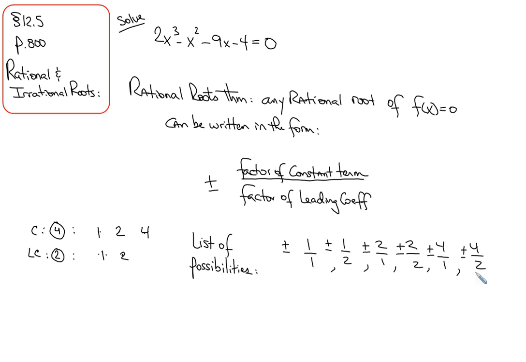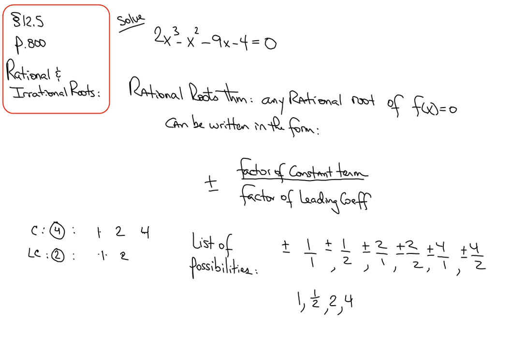Now, obviously, some of those can be simplified, right? And not only can some of them be simplified, but some of them can be simplified to numbers that are elsewhere on our list. So what does 1 over 1 become? 1. 1 over 2 is just 1/2. 2 over 1 is 2. 2 over 2 is 1, but that's already on the list, so I don't have to write it again. 4 over 1 is 4. 4 over 2 is 2, but that's already on the list. And now I need plus or minus on each one.